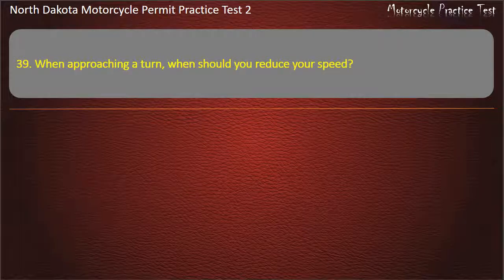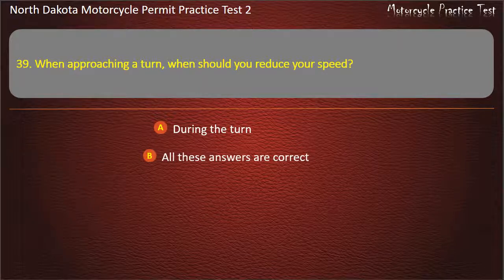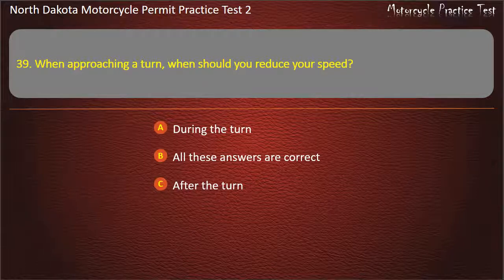Question 39. When approaching a turn, when should you reduce your speed? During the turn, all these answers are correct, after the turn, before the turn. Answer: before the turn.